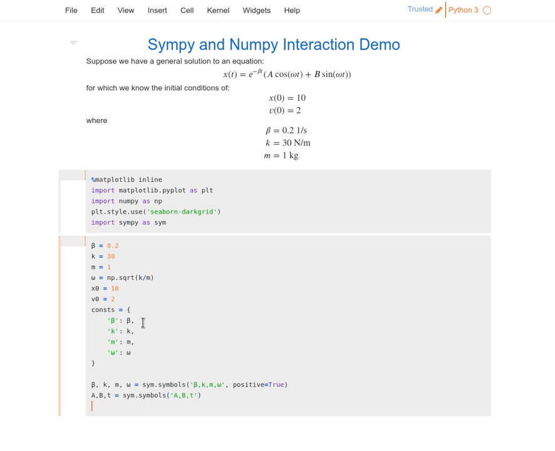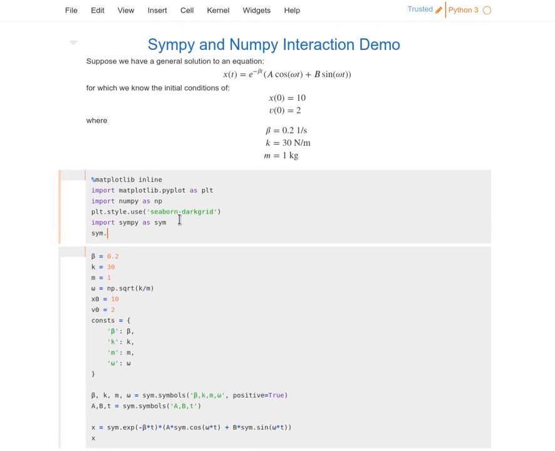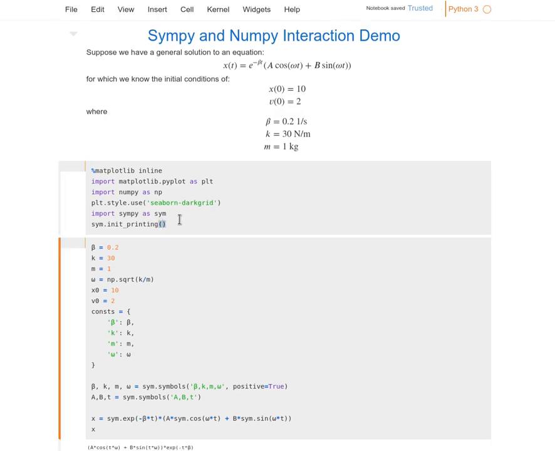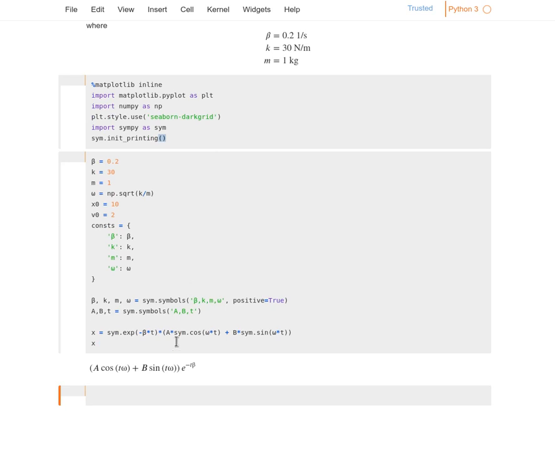And then our expression, of course, will initially just be sym.exp of minus beta times t times a times sym.cos of omega times t plus b times sym.sin of omega times t. And just to make sure that looks okay, let's print it out. Oh my goodness, I forgot printing. There we go. Now it looks proper and pretty.